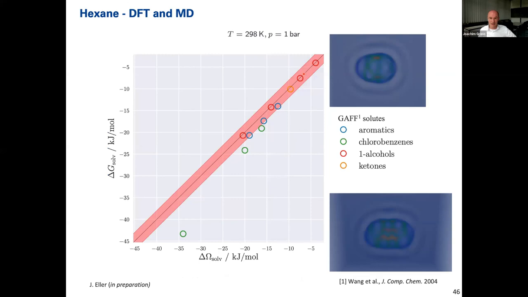So we have various substrates, molecules, modeled by a force field, GAF force field. And they are immersed in a solvent. And this solvent is hexane, GAF hexane on the ordinate, and PC-SAFT hexane on the abscissa. And we find very good, rather good agreement.